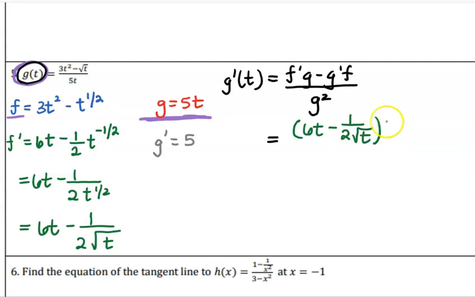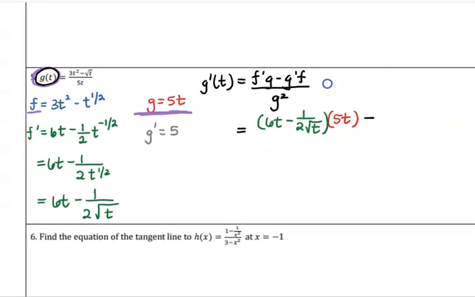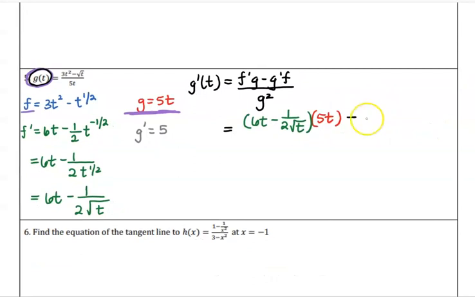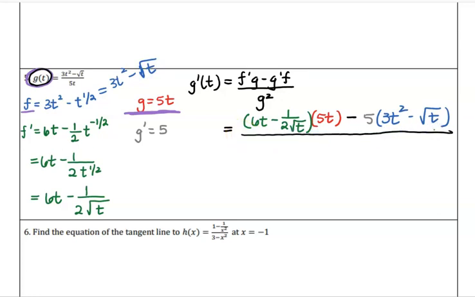So we have f prime, and that's multiplied by g, which is 5t for us. Quotient rule says to subtract in the numerator, and we need g prime, which is 5, and that's multiplied by f, which is 3t squared minus the square root of t, or t to the 1/2. Same thing. So what I'm saying is that this is the same as 3t squared minus the square root of t. Only reason I rewrote it with the 1/2 power was so that we would be able to see the exponent when we had to go do the power rule. This is all divided by g squared.